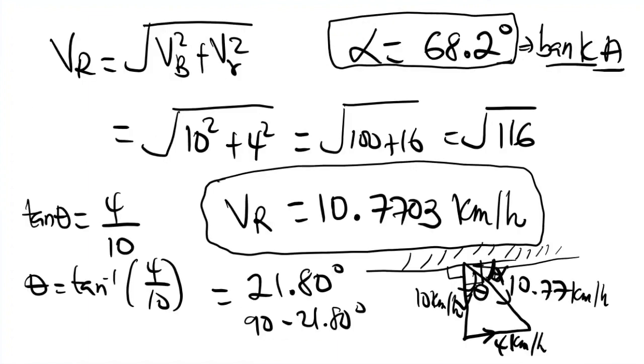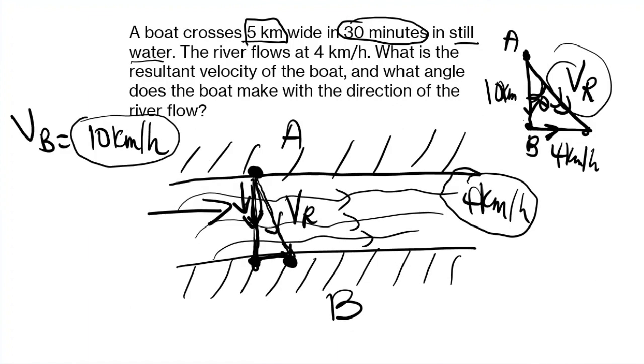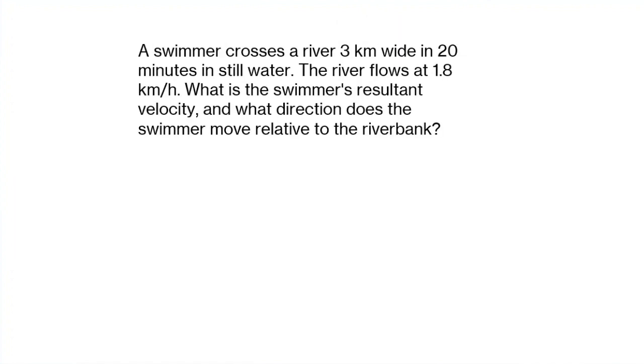So basically, crossing the river is going to show a case of a right angle triangle. We have this question for you to try as well. A swimmer crosses a river 3 kilometers wide in 20 minutes in still water. The river flows at 1.8 kilometers per hour. What is the swimmer's resultant velocity, and what direction does the swimmer move relative to the river bank? River bank, right? We have to remember all that.